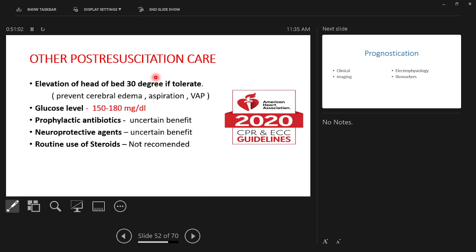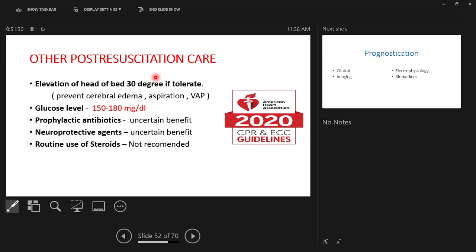Then regarding the optimum glucose level, many studies have been tried, but there is no optimal glucose level that can improve the neurological outcome. So we have to follow the glucose level that we follow in the critical care setting. Mostly, according to the 2020 AHA guidelines, we have to maintain a glucose level of 150 to 180 milligram per deciliter. As per our current practice, the glucose has to be maintained from 100 to 180 milligram per deciliter.